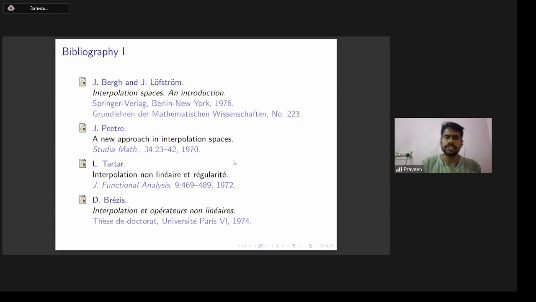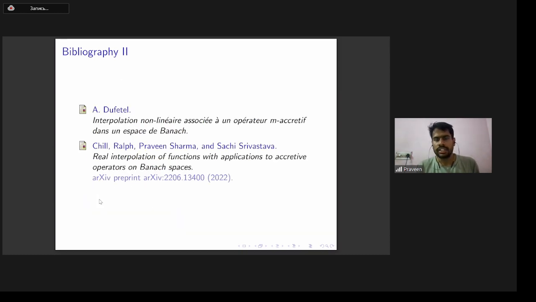So here are the references that we are using. The first book is for the good stuff on real interpolation spaces. The second book contains some examples of nonlinear interpolation of some general functions like the powers of the norm. And in the fourth one, the thesis by David Brazes and the Duffetels, we can find some general examples of interpolation between functions. And then the last is the work done by me and my supervisors, and it is on arXiv.